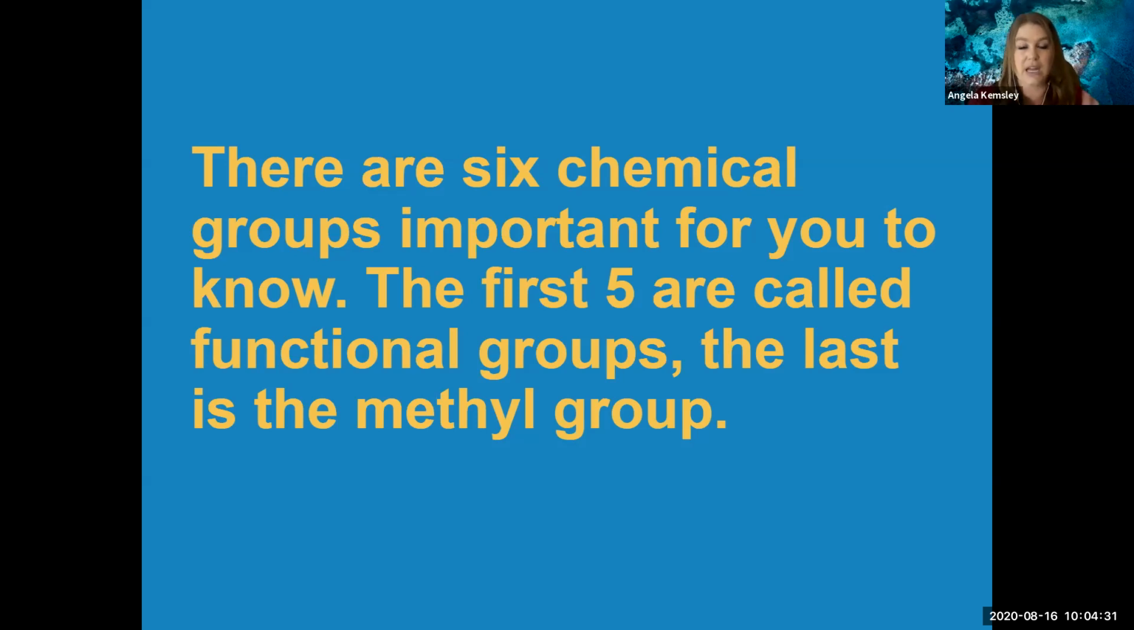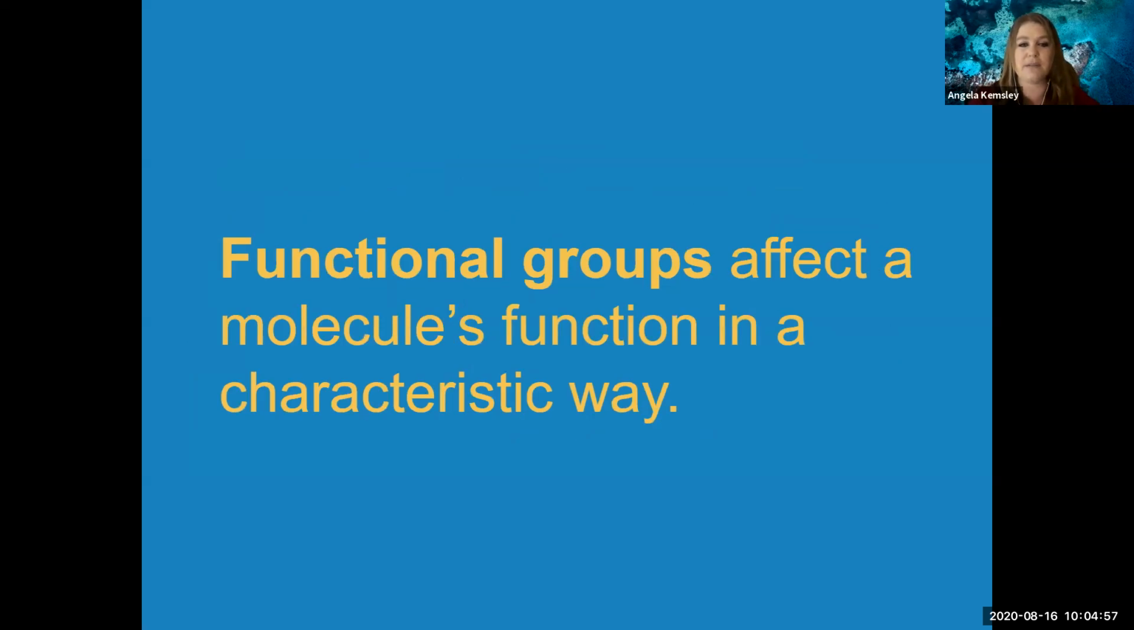Now, my tip to you is you're going to keep seeing these for a couple of weeks. So it's helpful to memorize them, or at least to have a really good cheat sheet handy to use, because we're going to be referring to them fairly quickly, and it helps if you know what the functional group is called, what its chemical formula is, what its shape is, and what it does. Now, functional groups affect a molecule's function in a characteristic way. So if we have that OH group, we know it's going to be affecting the molecule in this particular way. If we have this other group, we know it's going to be affecting the molecule in the same way. So let's take a look.